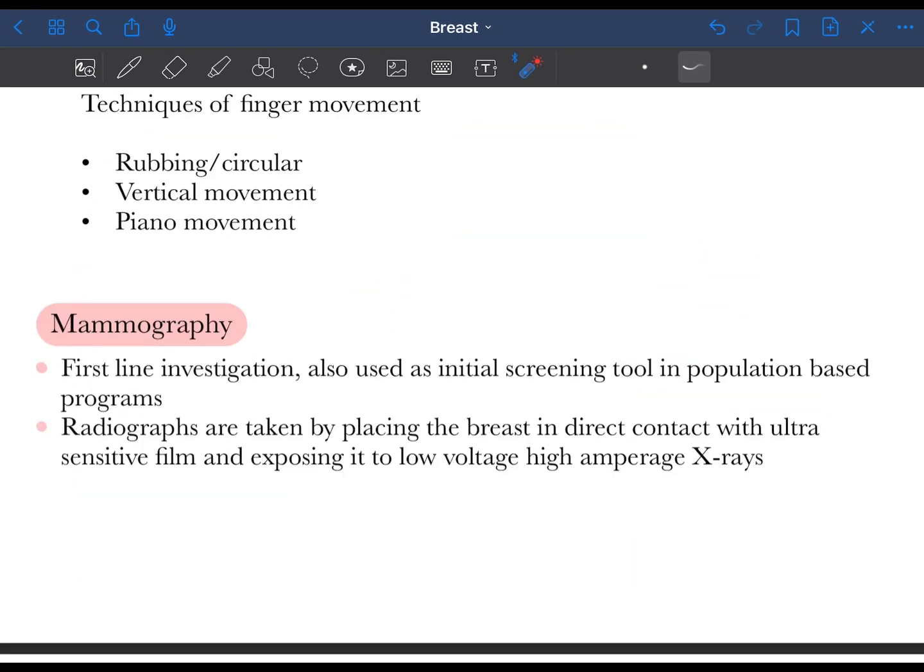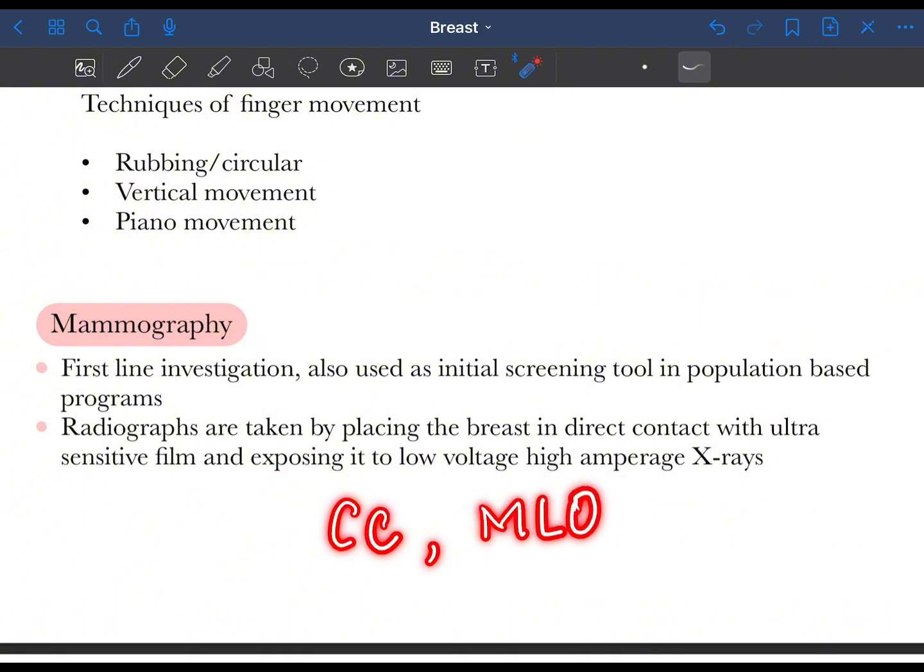Now let's talk about the two imaging modalities, that is mammography and ultrasound. Mammography is the first line investigation, and it is also used as an initial screening tool in population based programs, that is mass screening campaigns. It is taken by placing the breast in direct contact with the ultra sensitive film and exposing it to low voltage high amperage x-rays. Standard screening mammography is performed in two projections, the craniocaudal projection and the mediolateral oblique projection.